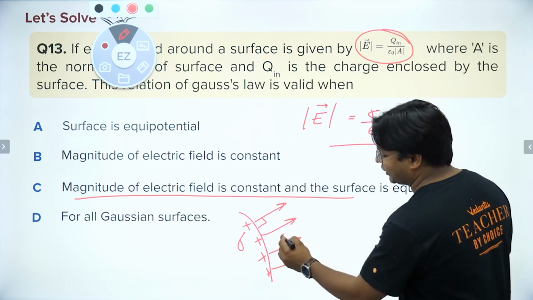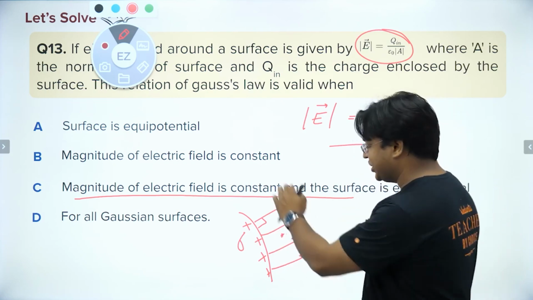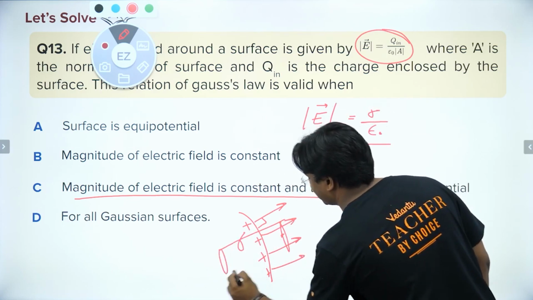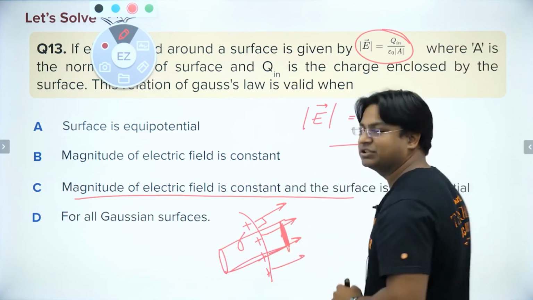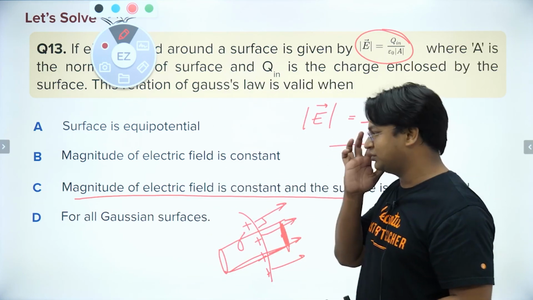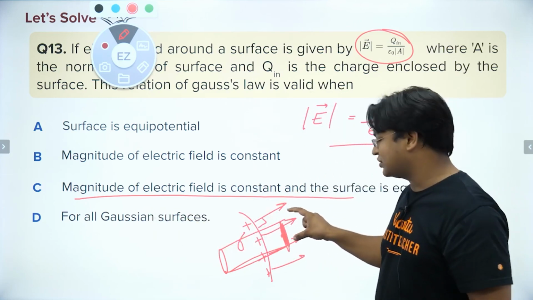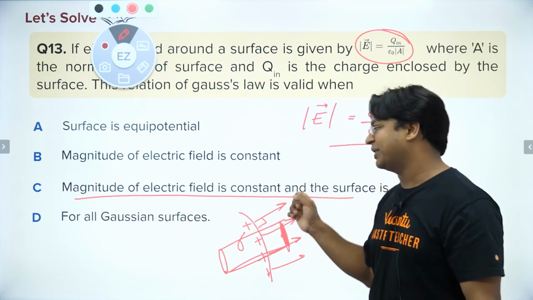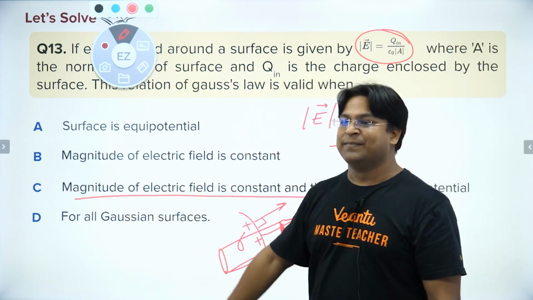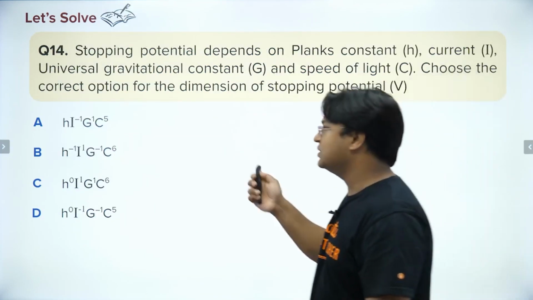So in both scenarios, the electric field in this region is treated as a uniform field. If I draw a Gaussian surface like this, we consider the electric field over this Gaussian surface to have a constant magnitude and the same direction. So the surface would be an equipotential surface over which we write the Gauss law, and the electric field will be constant in magnitude. So out of the given options, option C would be the best one. It was a theoretical question. Let's move to the next question.